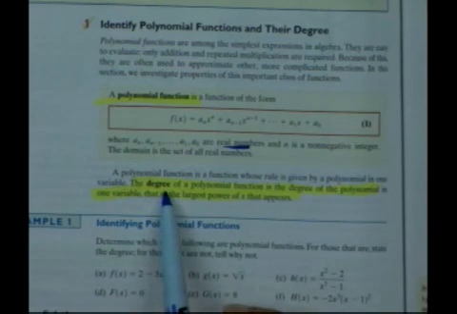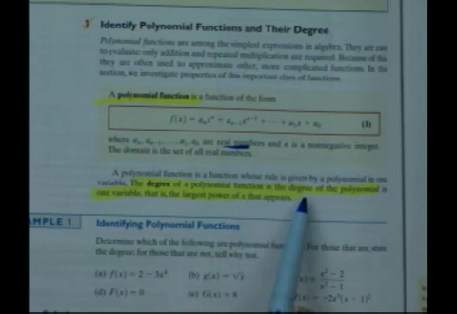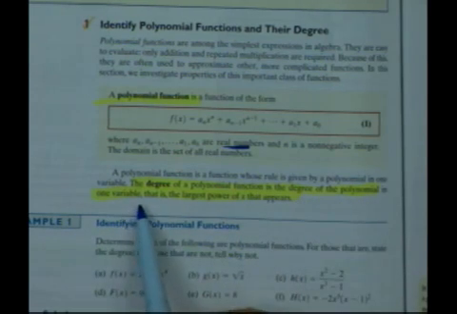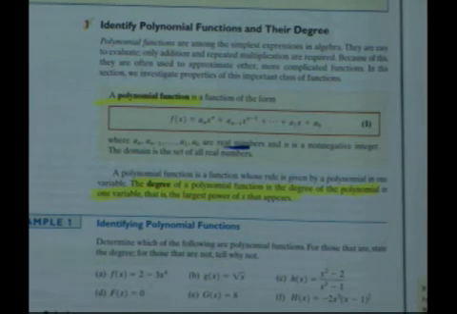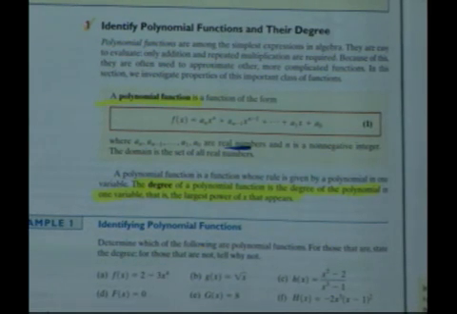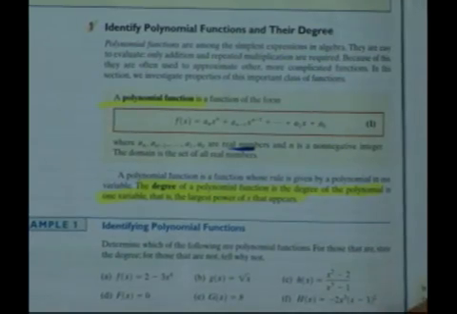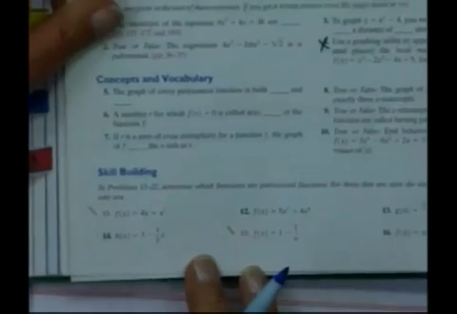Okay, the degree of your polynomial function is the degree of the polynomial in one variable, and it's the largest power of x that appears. Largest power of x that appears. Okay? Everybody got it? Polynomial function. So we need to know, well, what is and what is not. So I decided let's just flip over here to the exercises. I'm on page 330. Can you see them? Here, I'll slide the book so they can focus in.